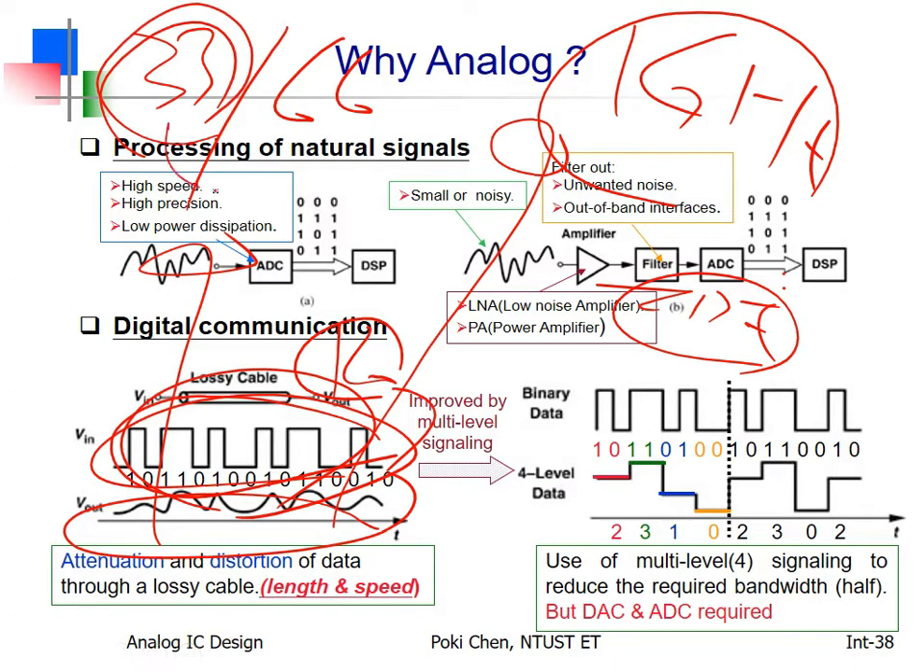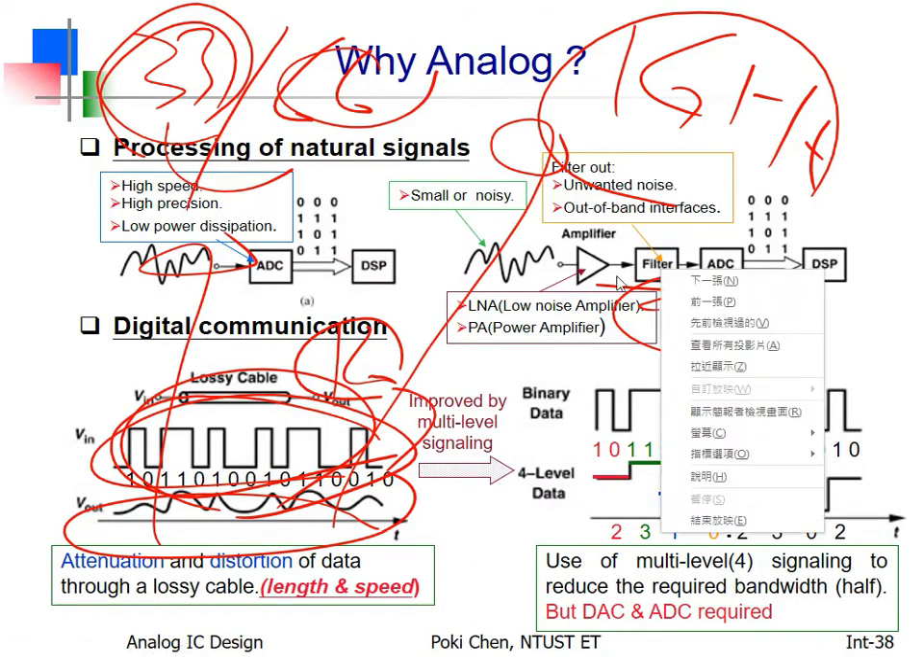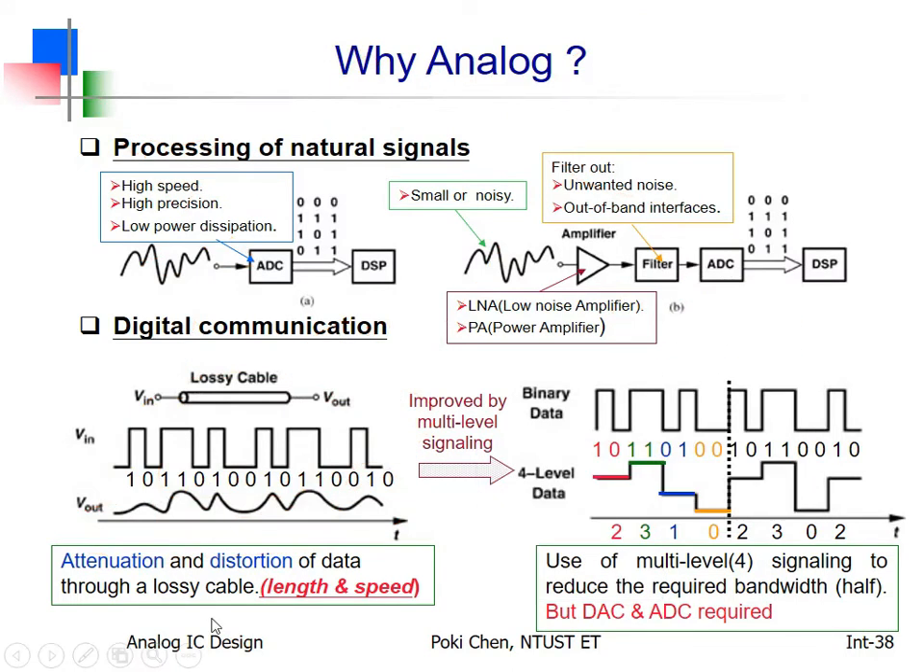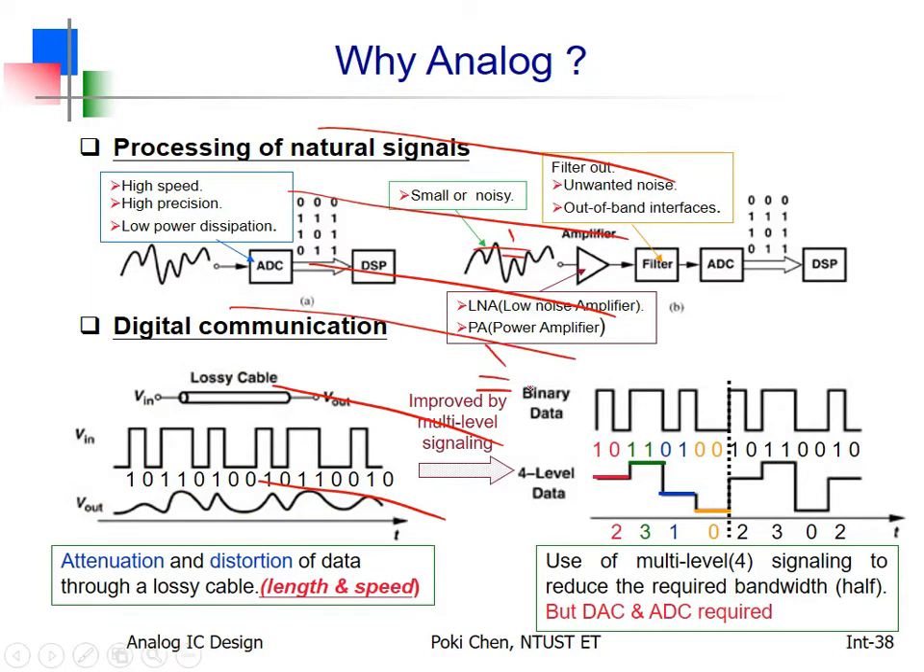But how to double it? We need to have shielding between the digital lines. We need some shielding lines. Usually we connect them to ground, but you need to be very careful. Grounded doesn't mean you need to connect the wire to 0 volt. No.